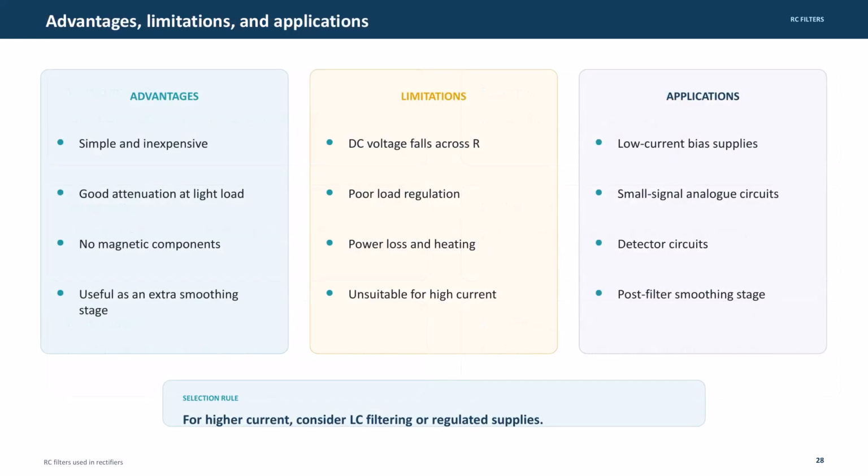RC filters are simple, inexpensive, and free of magnetic components. They work well at light load and are useful as an additional smoothing stage. Their main disadvantages are DC voltage loss, poor regulation, and continuous resistor dissipation, which make them unsuitable for high-current supplies. Typical applications include low-current bias supplies, small-signal analog circuits, detector circuits, and post-filter smoothing. Where load current is higher or regulation is important, an LC filter or regulated supply is usually more appropriate.